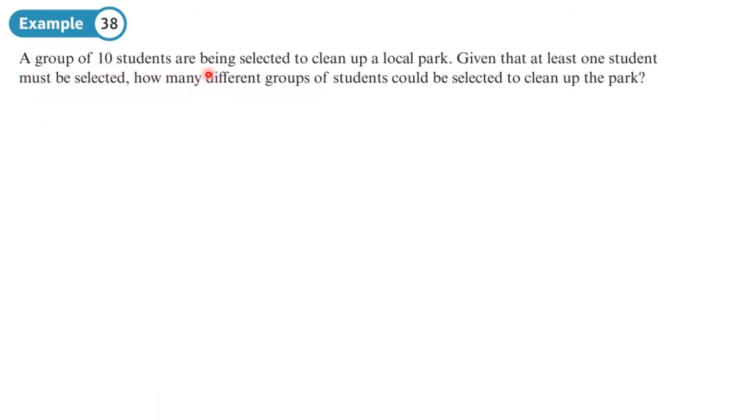Okay, a group of 10 students are being selected to clean up a local park. Good. Don't want them leaving it in a mess. Given that at least one student must be selected, so at least one student needs to be selected, so we can't have no students selected. How many different groups of students could be selected to clean up the park? So this question is about subsets.